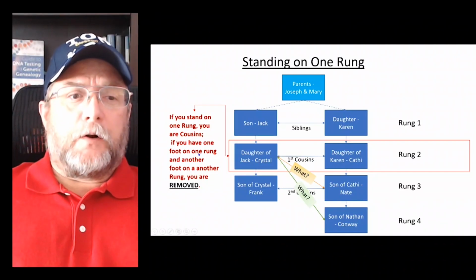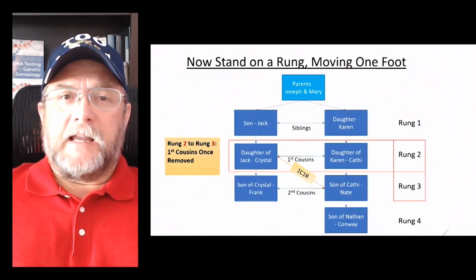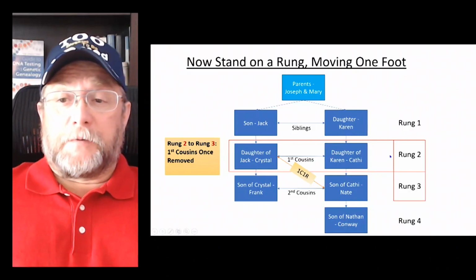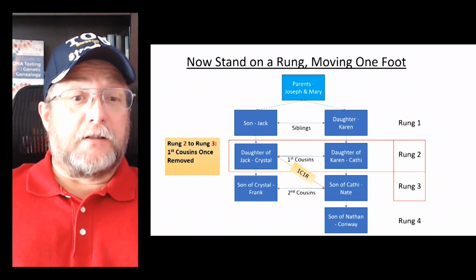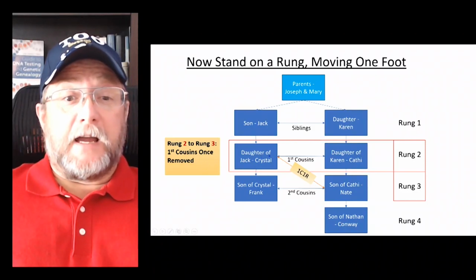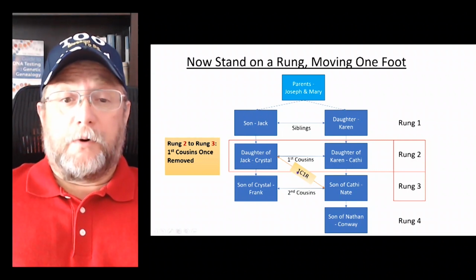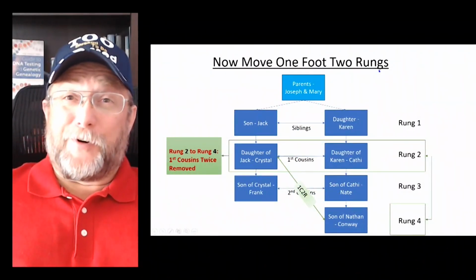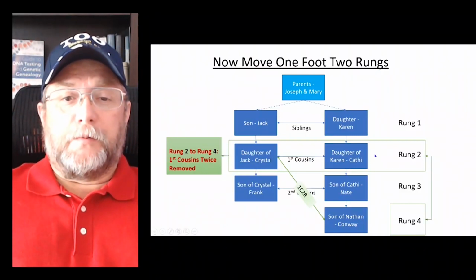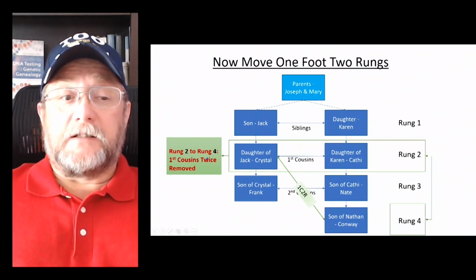If you have one foot on one rung and another foot on another rung, then you are removed, the term removed. Now, standing on one rung and moving one foot, and this relationship is going from rung number 2 to rung number 3. Rung number 2 to rung number 3 would be first cousins once removed. So you basically have a foot on this one, you're the cousin here, first cousin, and you've stepped one foot down on the rung below you, and that makes you first cousins once removed. Now when you do that again, now you move one foot to the second rung, and that's difficult on a ladder, but let's just say you can. It's from rung number 2, which is the first cousin rung, and move it to the fourth rung, which is, in this case, first cousins twice removed.